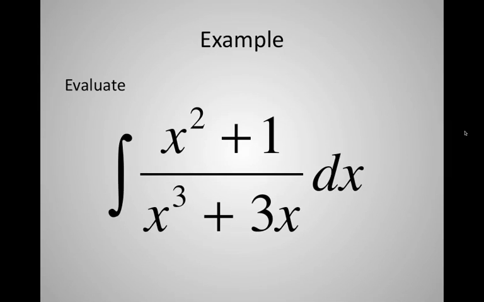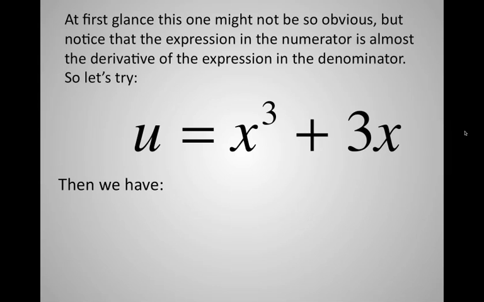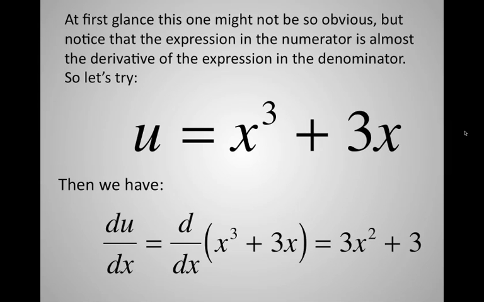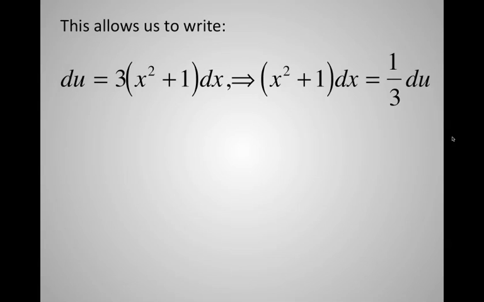Okay, let's try another example. We're going to evaluate the integral of x squared plus 1 over x cubed plus 3x times dx. Now, at first glance, this might not be so obvious how you would approach it. But notice the expression in the numerator is almost a derivative of the expression in the denominator. So what we'll try is a change of variable, where u is x cubed plus 3x. So we'll take the derivative of that. du dx equals d dx of x cubed plus 3x, which is 3x squared plus 3. And so du is 3 times x squared plus 1 dx. So in other words, x squared plus 1 dx is 1/3 du.